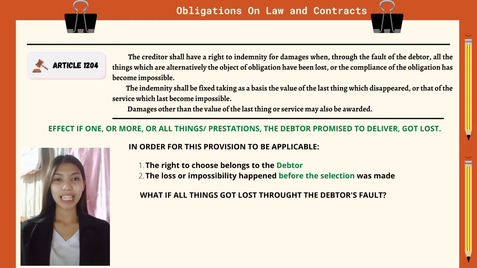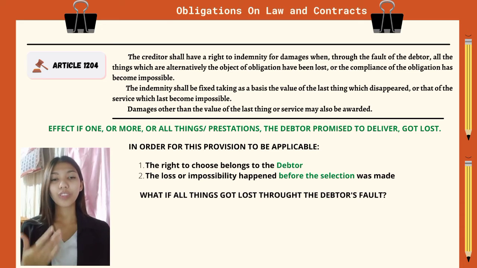So, this provision talks about the effect if one or some or all the prestations or the things the debtor promised to deliver got lost. So, kani siya nga provision, naghisgot siya kung unsa ang mga effect kung ang usa or ang uban or ang tanan nga prestation nga gi-promise ni debtor nga i-deliver kay nawala. It also gives alternative rights for the creditor when loss or impossibility occurs before the debtor's choice.